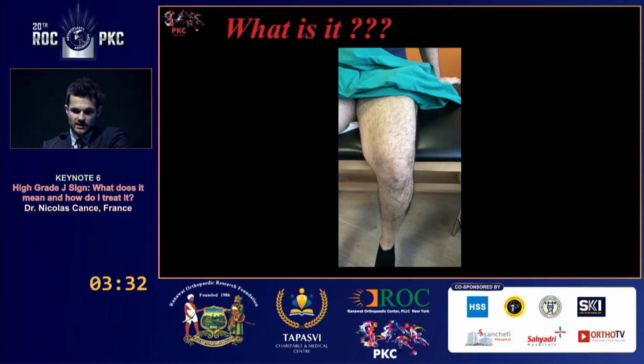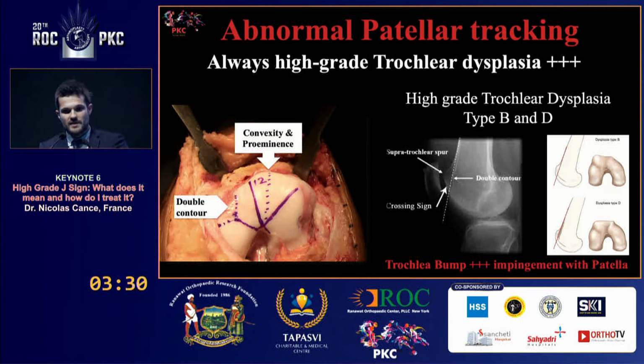Every abnormal tracking is always linked to high-grade trochlear dysplasia, which means type B and D of the Dejour trochlear dysplasia. If you look at this image, you can see a huge prominence with a convex trochlea, a double contour, which means you have a hypoplasia of your medial facet, and of course, an eccentric native groove.